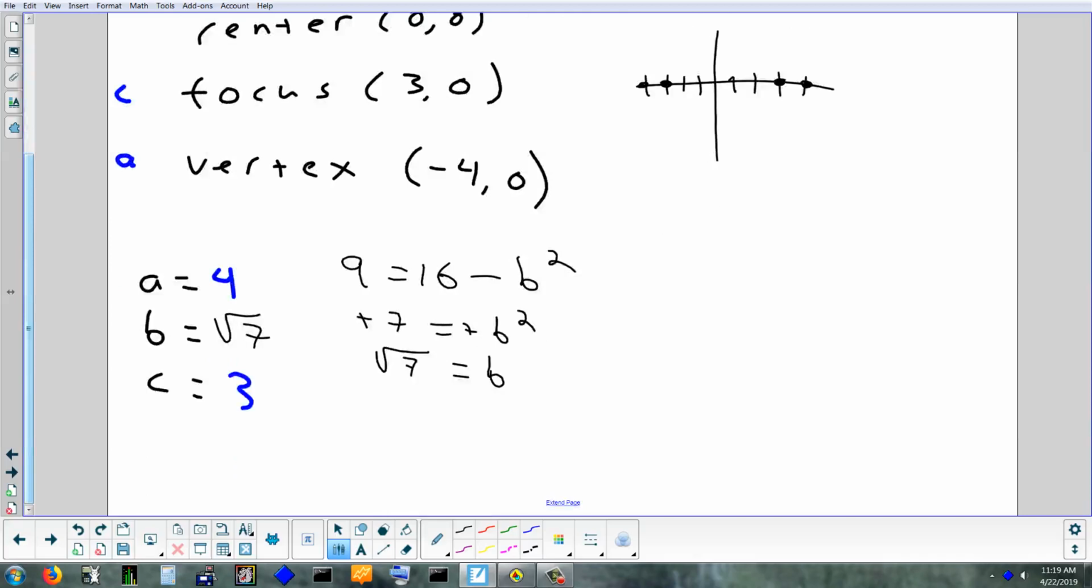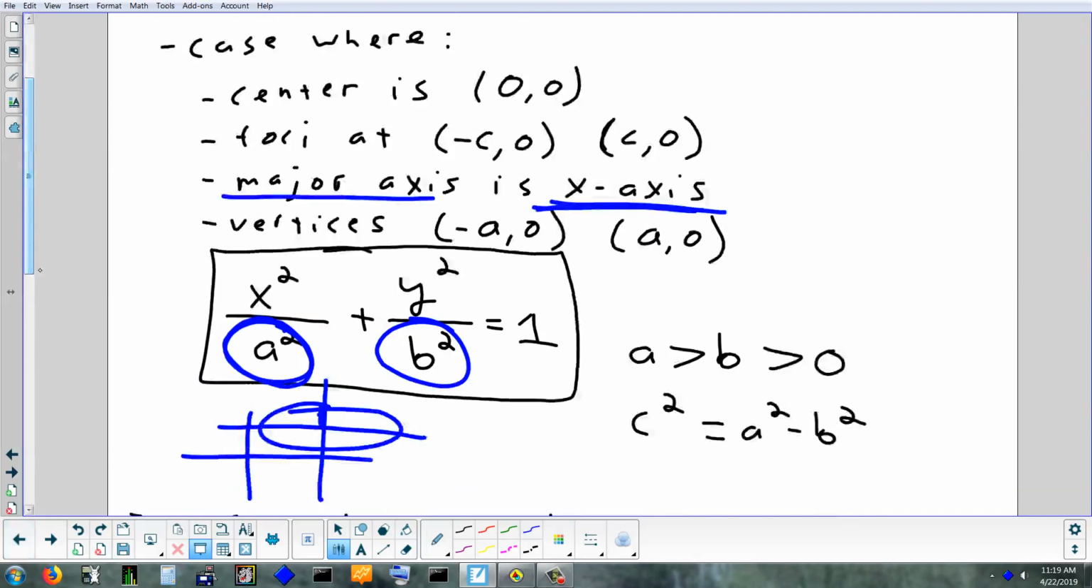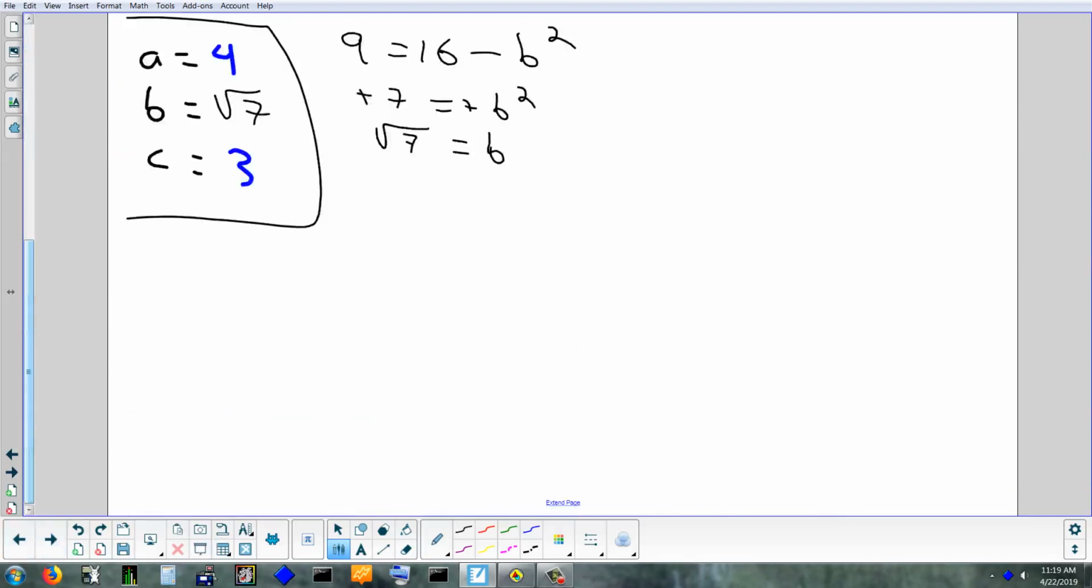All right, so now that's the hard part, we just fill them in. So let's look at our equation. It's always x squared over a squared plus y squared over b squared equals 1. Okay, this part never changes. So we can definitely start with that. Now you just decide where you put A and B.